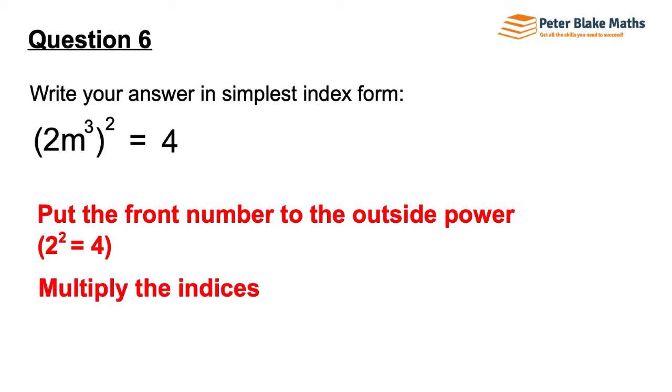So our front number ends up being 4 or 2 squared there. And then we multiply the indices. So m cubed all squared, we multiply the 3 times the 2 to make the new power, and we get m to the power of 6. So careful with that front term there.